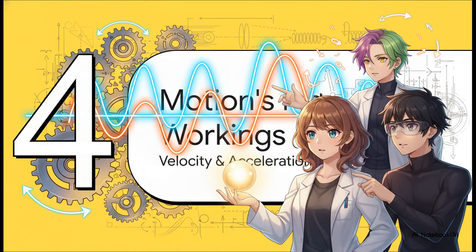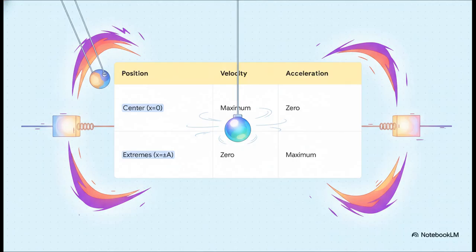All right, we've got the look and the language down, but now let's get into the inner workings. What's going on with the object's speed and its acceleration as it moves? And I gotta tell you, this part is one of the coolest, most mind-bending parts of the whole topic. Just look at this table. It's totally wild. Right in the middle, at the equilibrium point, the object is moving its absolute fastest, but its acceleration is 0. And then at the very ends, the extremes, where it stops for a split second, its velocity is 0, but its acceleration is maxed out. How does that even work?